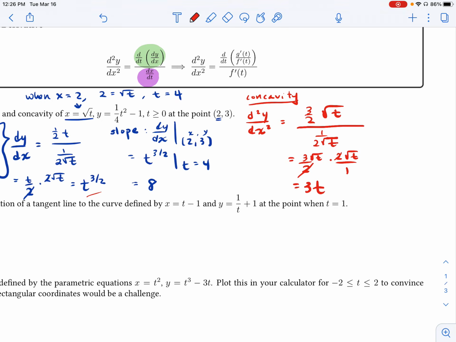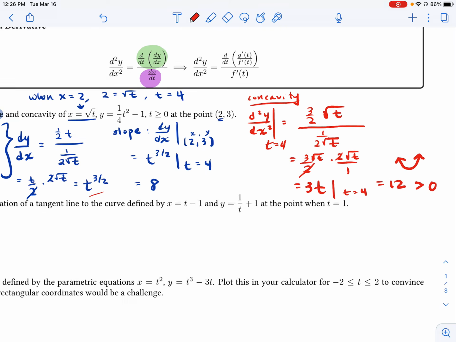Now, again, we need to evaluate to find our concavity at a specific point. We're going to evaluate it at the point (2, 3), which we've already established that t is equal to 4 when that happens. So evaluated at t equals 4, 3 times 4 is just going to give me 12. So if our concavity is equal to 12, it is greater than 0. Therefore, it is concave up at that point.